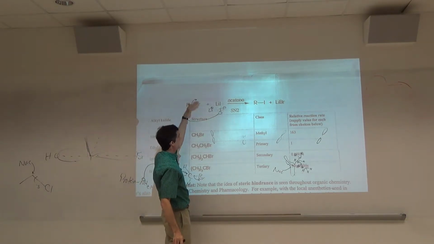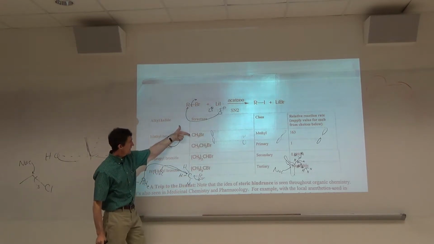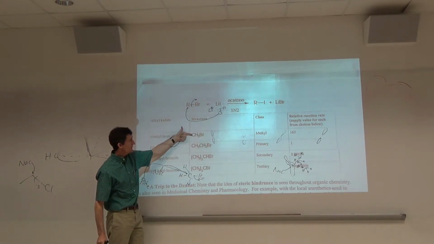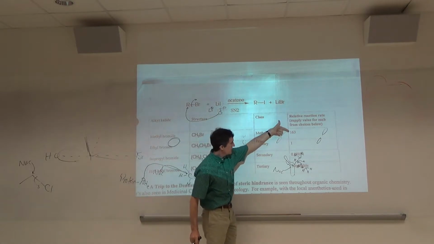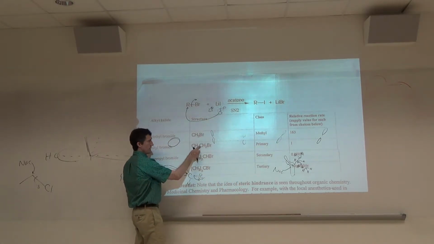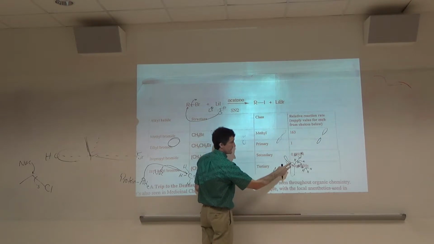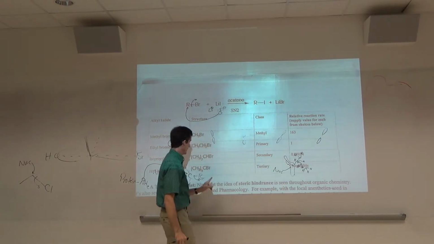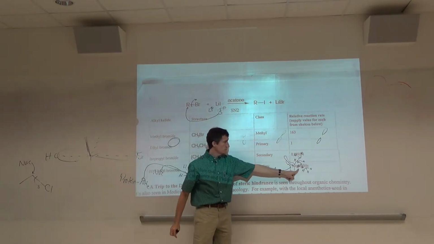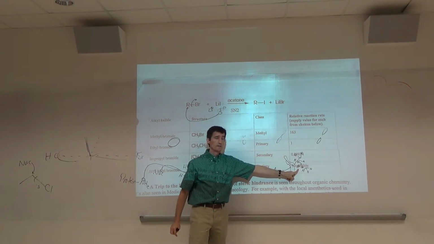SN2, backside attack, kick it off. The rate of these reactions, here's your methyl bromide, the one that reacts very fast. Relative rate of 163. Once you start putting more carbons on the carbon that's attacked, it slows it down. 163 times less reactive. Even less reactive. Tertiary, it's called negligible. Basically, never do SN2 with a tertiary halide.